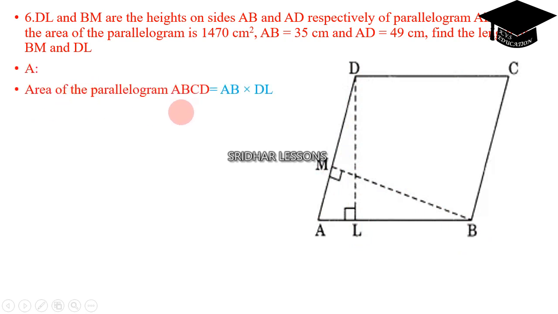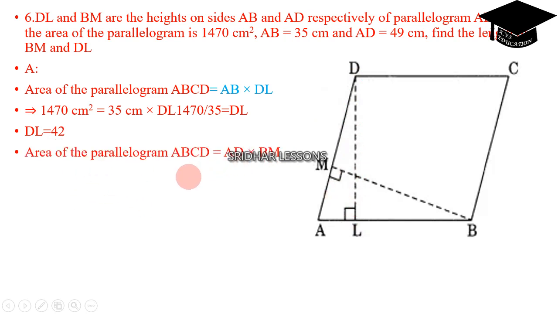Area of the parallelogram ABCD is equal to AB into DL, right? Base into height, simply. That is 1470 centimeters square is equal to 35 centimeters into DL. Therefore DL is equal to 1470 by 35, which is equal to 42. The height is equal to 42 centimeters.